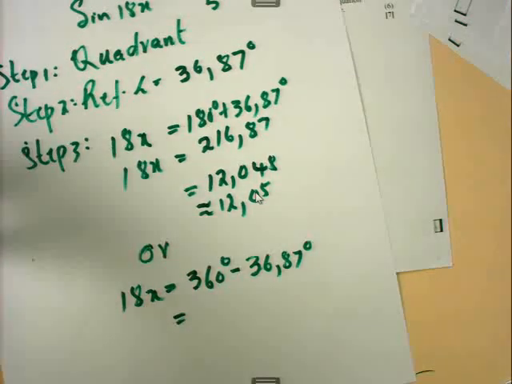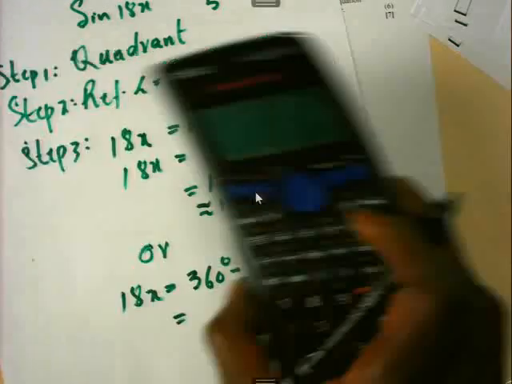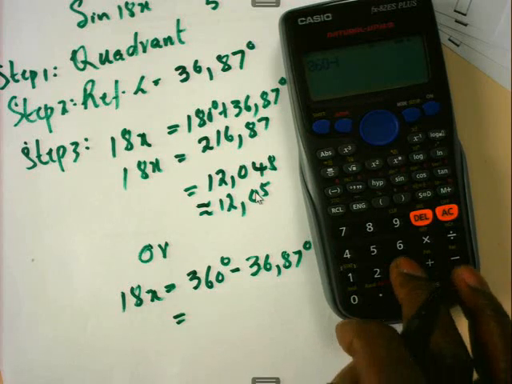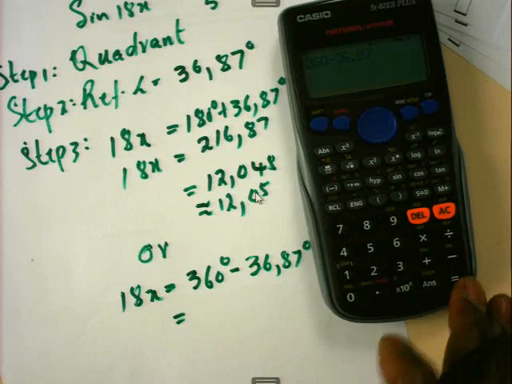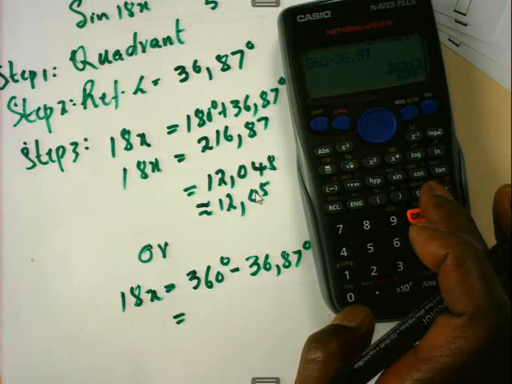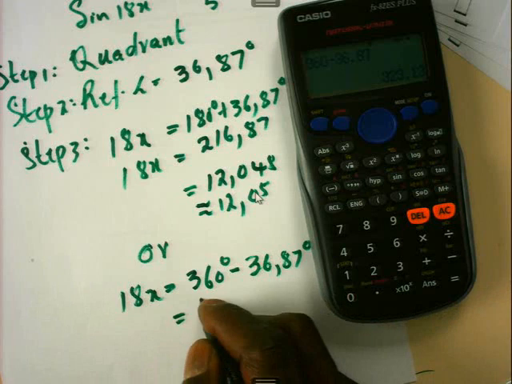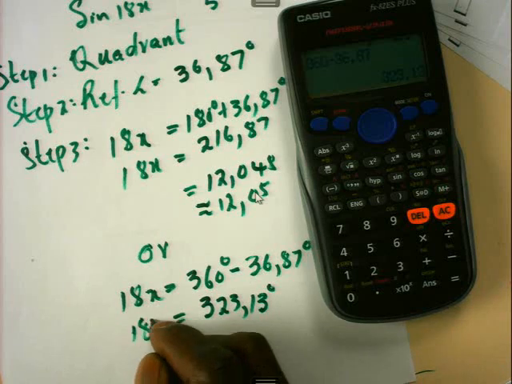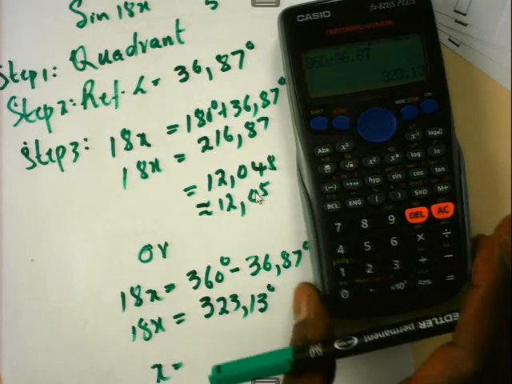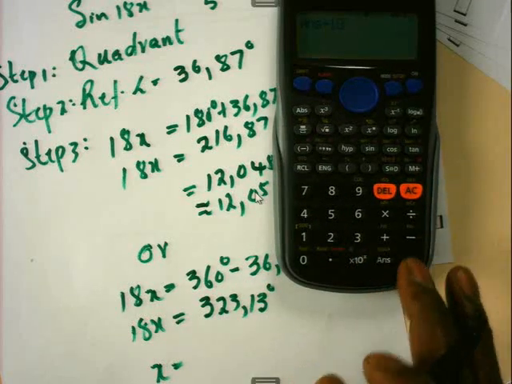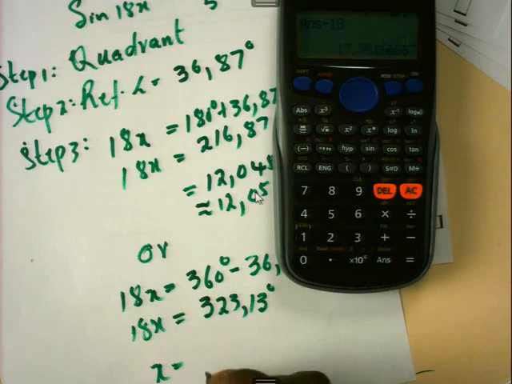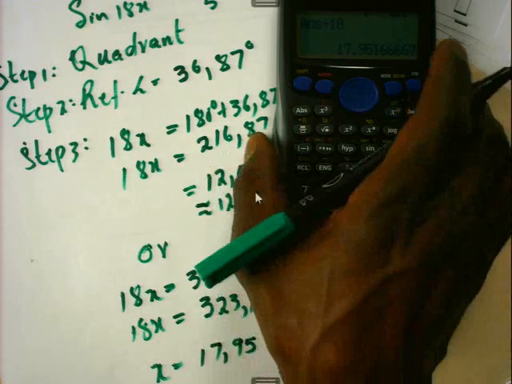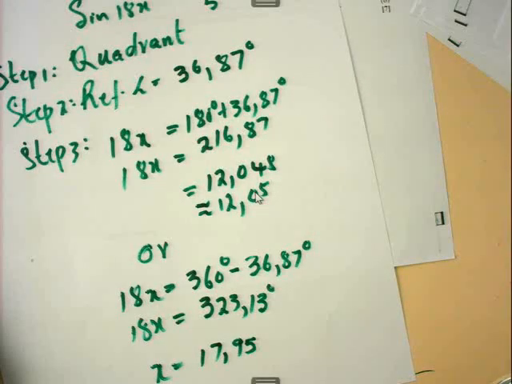Now let's simplify that. We've got 360 degrees. We take our calculator, 360 degrees minus 36.87, and we get, there's a fraction, then we press SD, then we get 323.13 degrees, that is 18x, and if we want x, we must divide both sides by 18, and then we get 17.95.